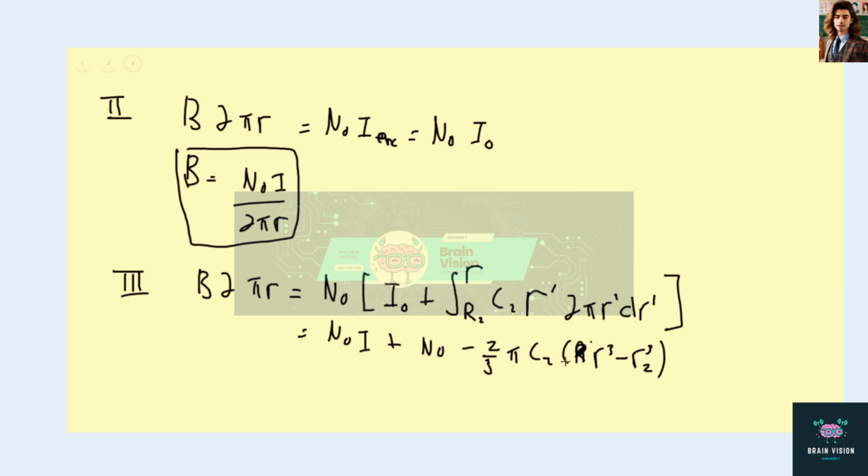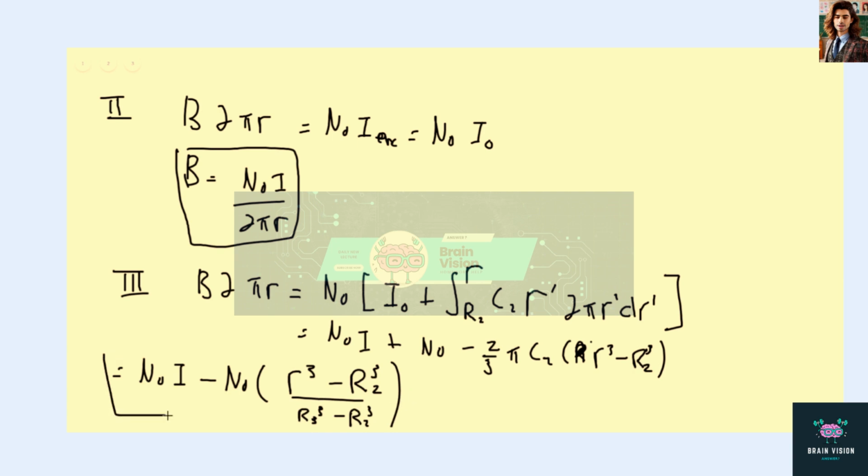And now we can start simplifying this a little bit. So we substitute in for C2, and we should get mu naught times I minus mu naught. And then C2 has a bunch of R's in the denominator. Oops, I think that should be a capital R. Hard to keep track of all those. So we'll have r cubed minus R2 cubed over R3 cubed minus R2 cubed. So all these in the bottom are coming from our constant C. But this now is our magnetic field in region 3.